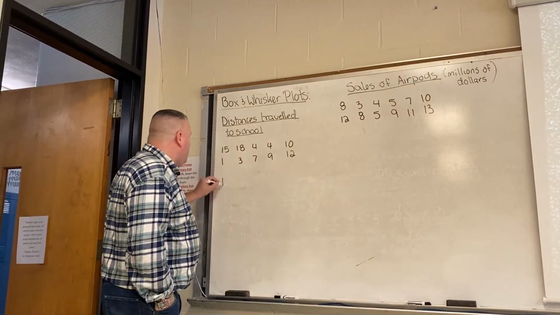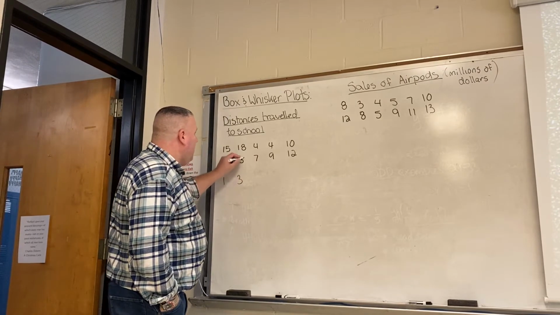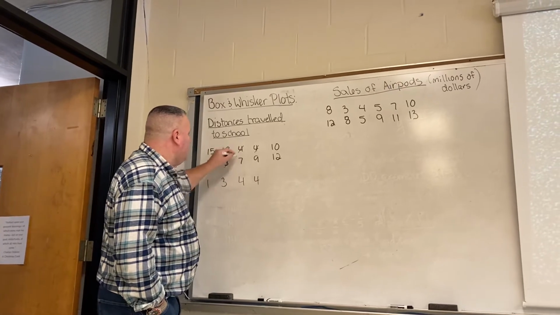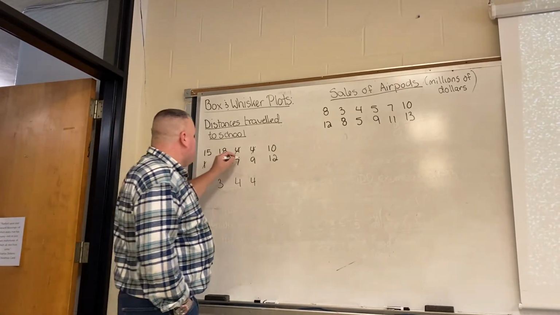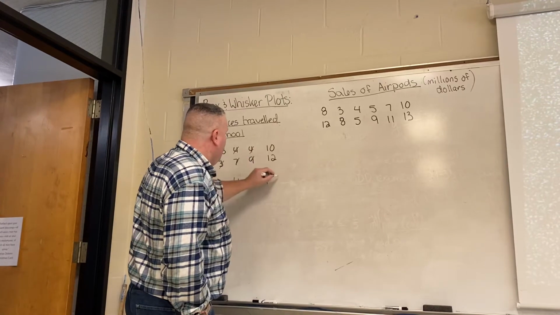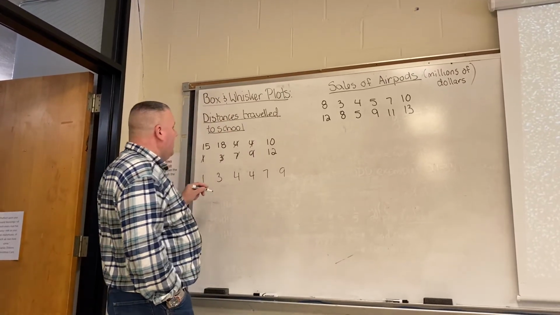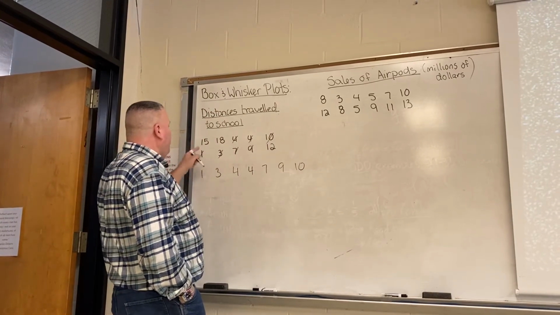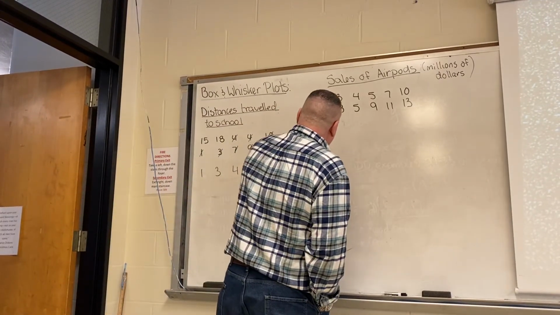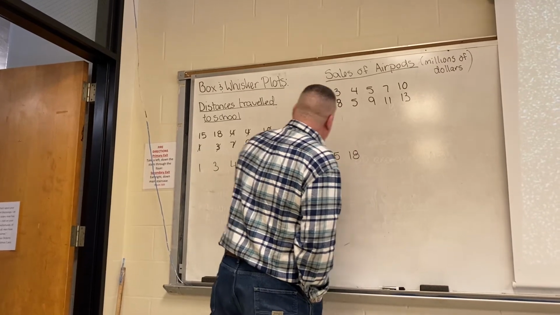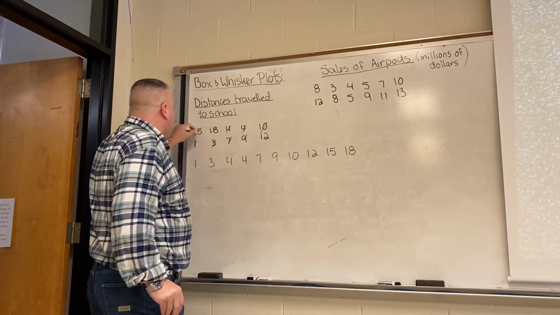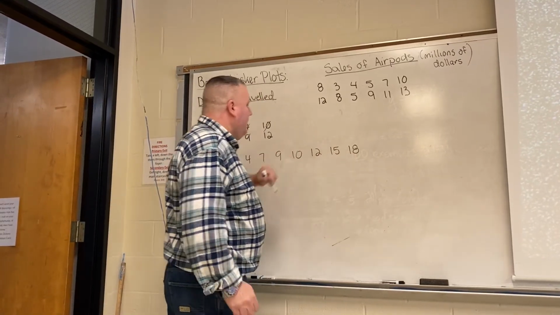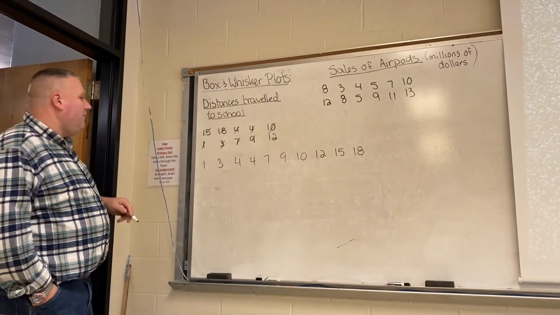So we have 1, we have a 3, we have 2 4s, a 7, a 9, a 10, 12, 15, 18. We had 10 numbers there. Let's make sure that we have 10. 1, 2, 3, 4, 5, 6, 7, 8, 9, 10. Perfect. So we have the numbers written from low to high.